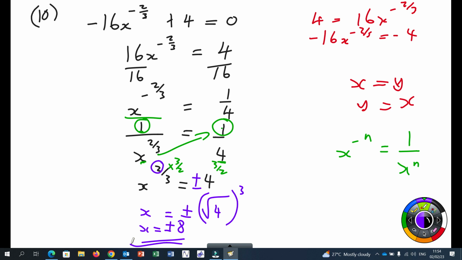Alright, listen. Joshua did it in a different way. He used a difference of 2 squares. So let's use a difference of 2 squares. That will be method 1. Method 2, you can do it the way that we did it. So we have minus 16x to the power of minus 2 over 3. Please just correct me if I'm right. Minus 2 over 3 plus 4. Can we have one lesson?